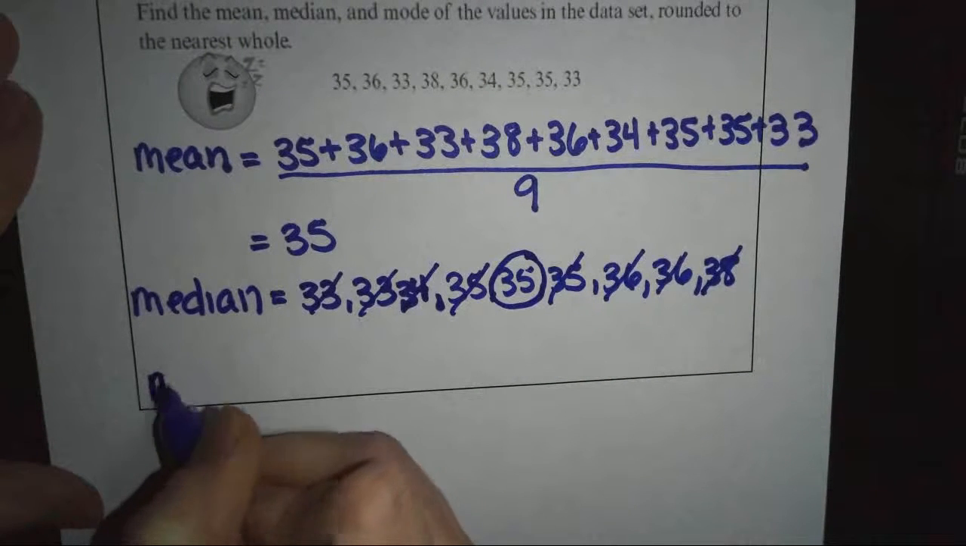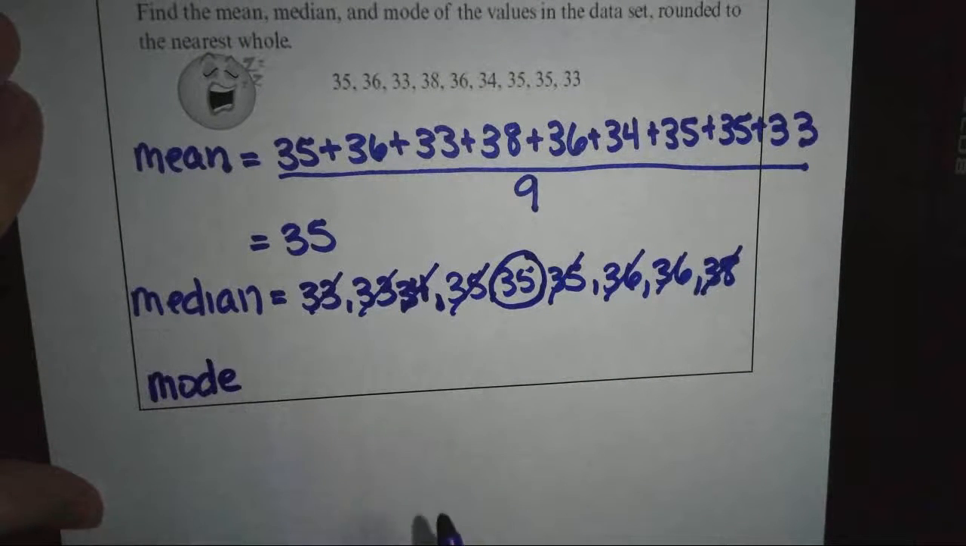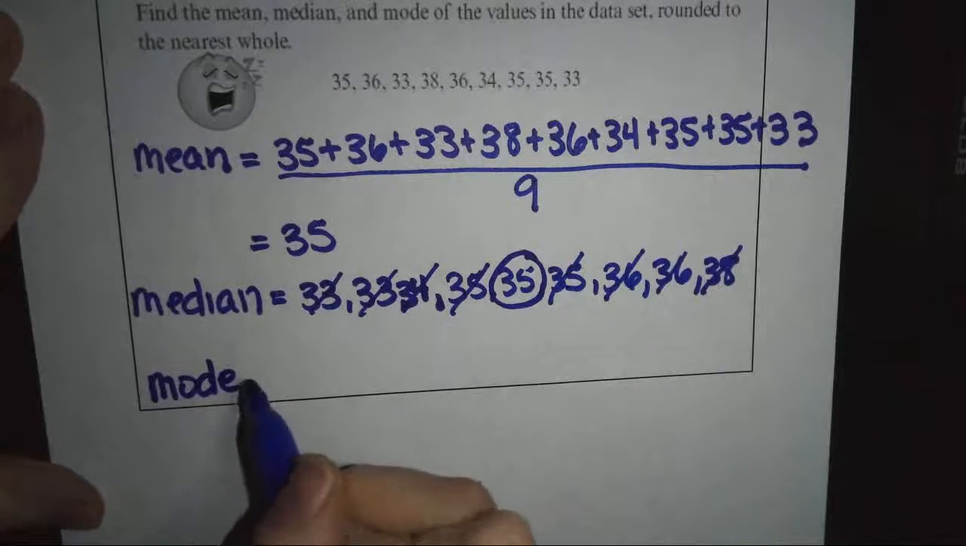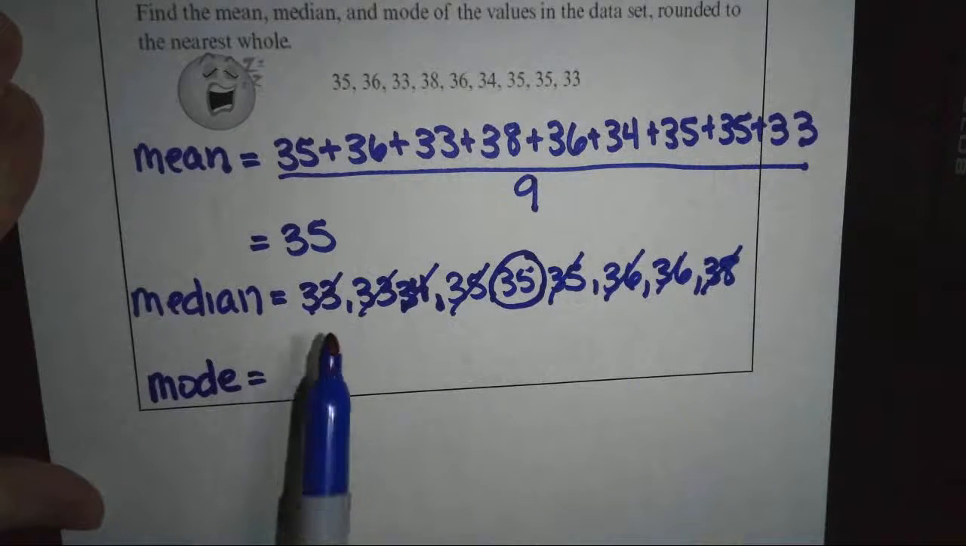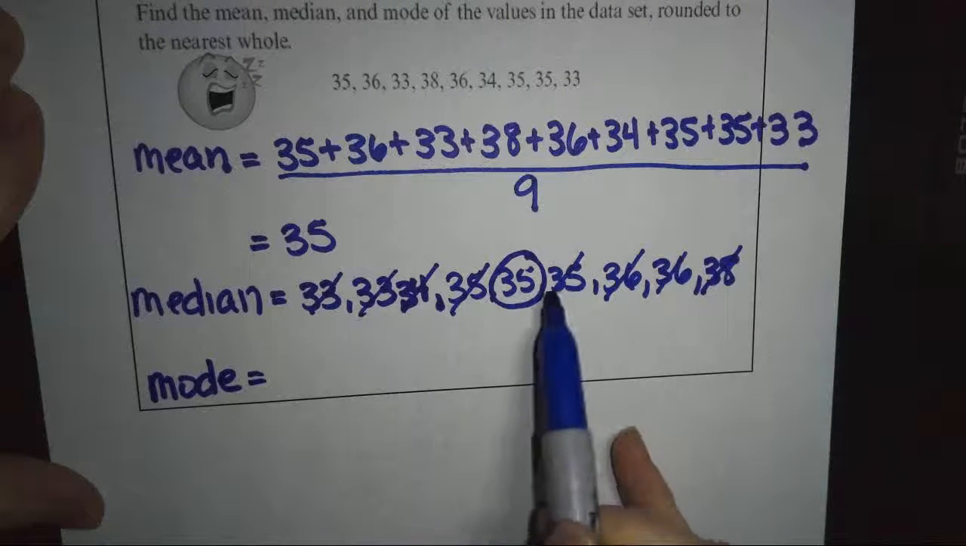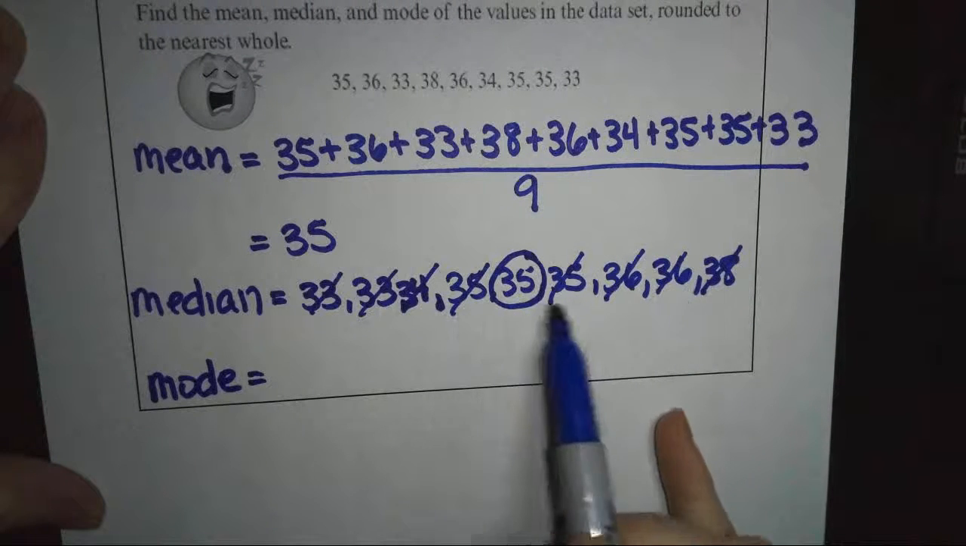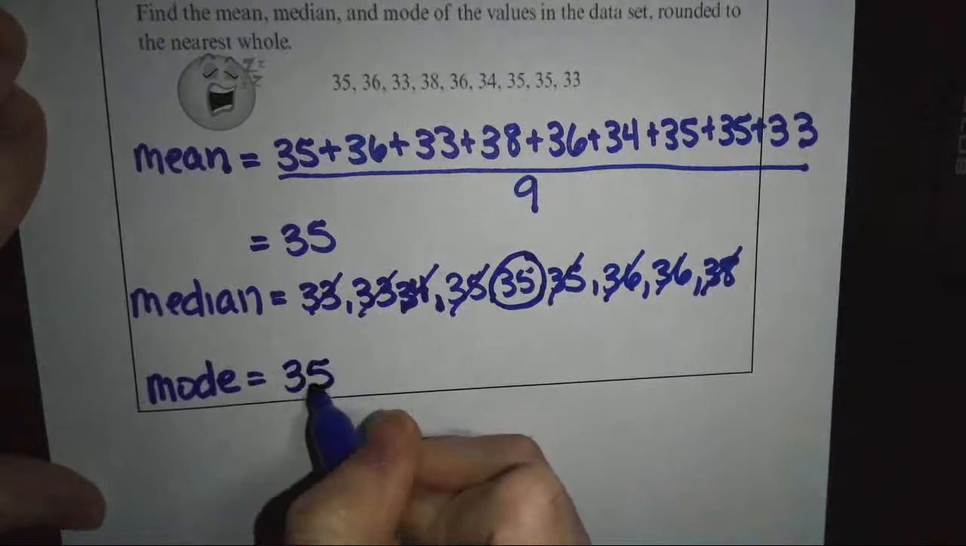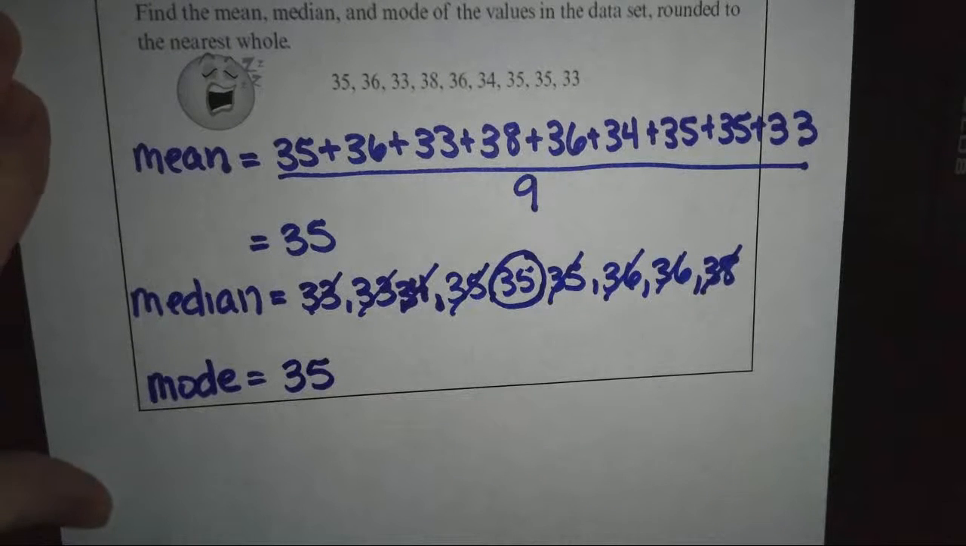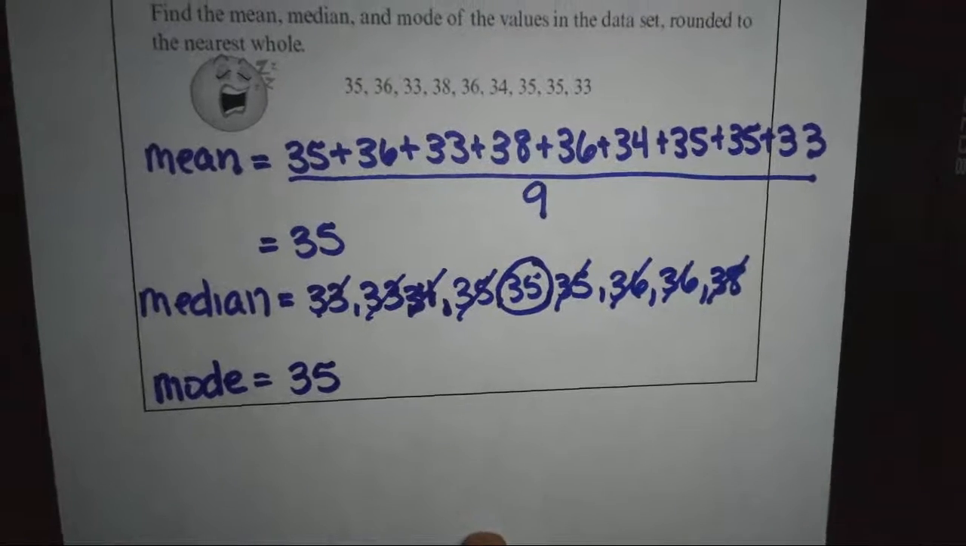To find the mode, we're just going to look at which number we use the most. So it looks like we have two 33s, three 35s, and two 36s. Since we have the most 35s, our mode is also 35. Now in this case, the mean, median, and mode were all the same, but remember that that is not always true.